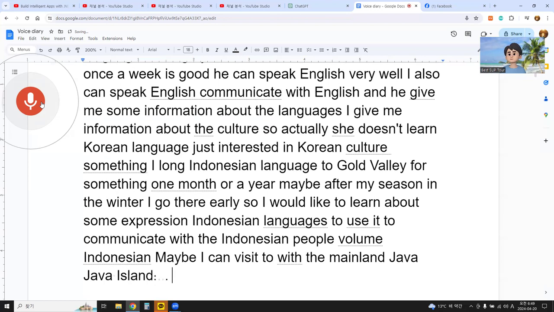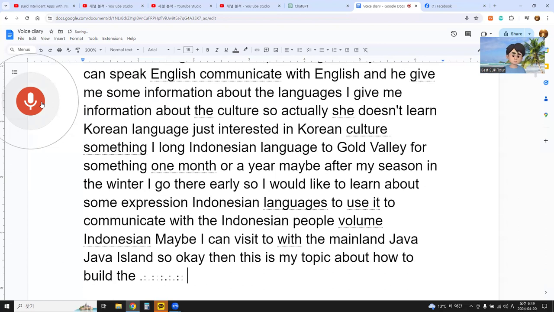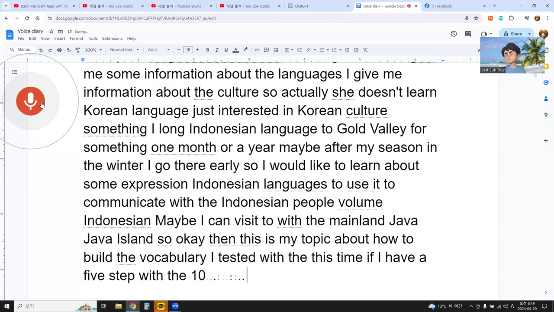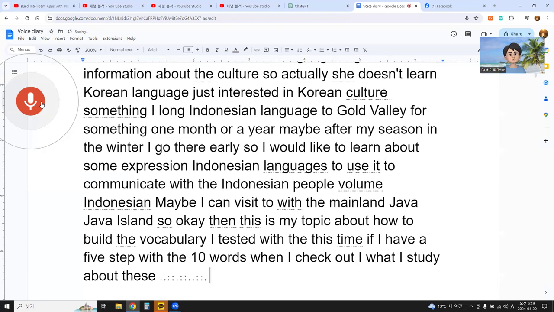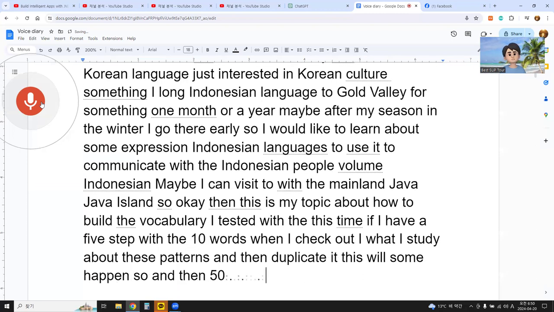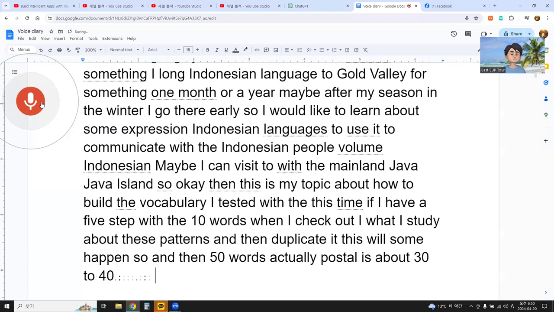So, okay. Then this is my topic about how to build vocabulary. I test with these steps. If I have 5 steps with 10 words each, then that is 50 words. When I check what I studied about these patterns, duplicates happen. So 50 words actually, the first is about 30 to 40 words. 10 to 20 words are repeated.